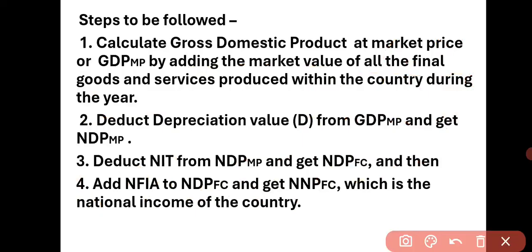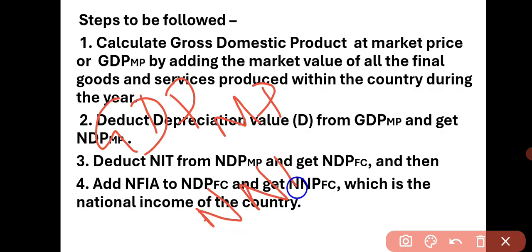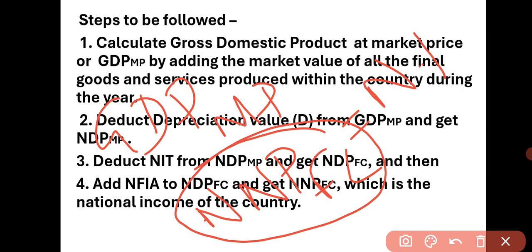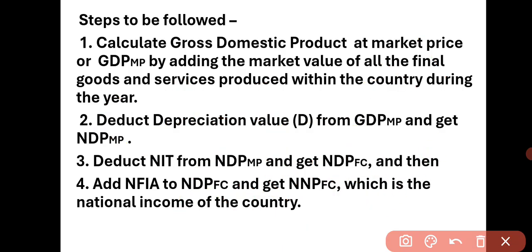Then after getting GDPMP, what will you do? We all know national income. What is national income? NNPFC is national income, nothing else. If you want to calculate national income, just find out the value of NNPFC, net national product at factor cost, then it will be your national income. So you see, by adding the market value of all the goods and services, we get GDPMP.